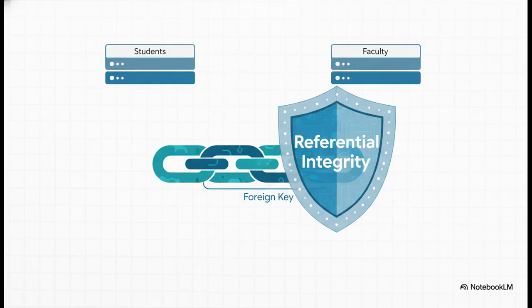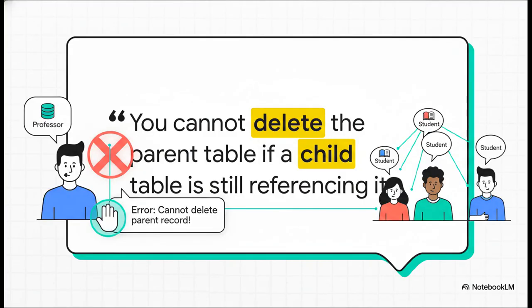Now, this link doesn't just connect data. It actually creates a super important rule called referential integrity. So, what on earth does that actually mean in practice? It means the database itself starts enforcing consistency. You can't just go and delete a professor's record if students are still assigned to them. The database will literally stop you and say, nope, you have to deal with those student records first. It protects the relationship and prevents what we call orphaned data.